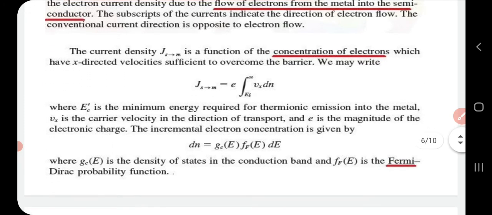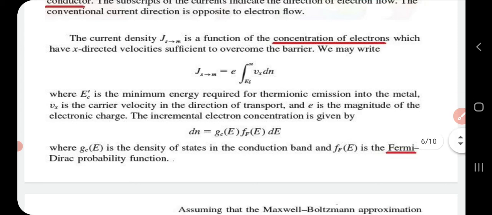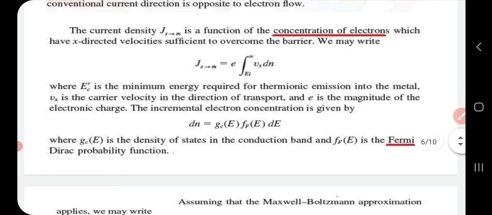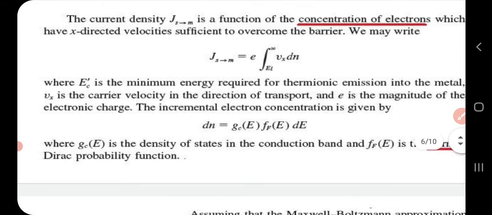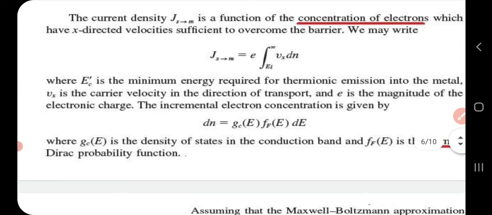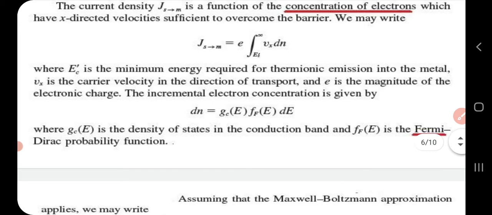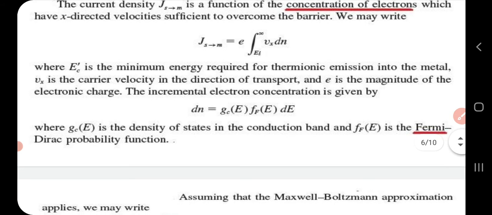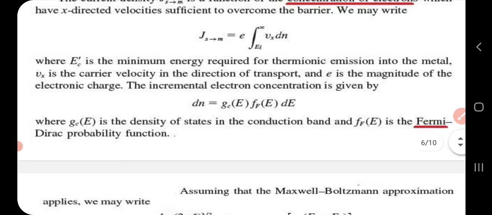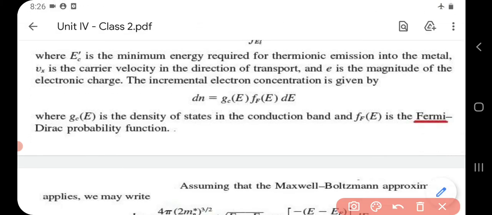The current density from semiconductor to metal, J_S→M, is a function of the concentration of electrons, and it is given by e times the integral from E_C' to infinity of v_x dn. Here E_C' is the minimum energy required for thermionic emission into the metal, whereas v_x is the carrier velocity in the direction of transport, and e is the magnitude of the electronic charge. So all these terms have been explained.